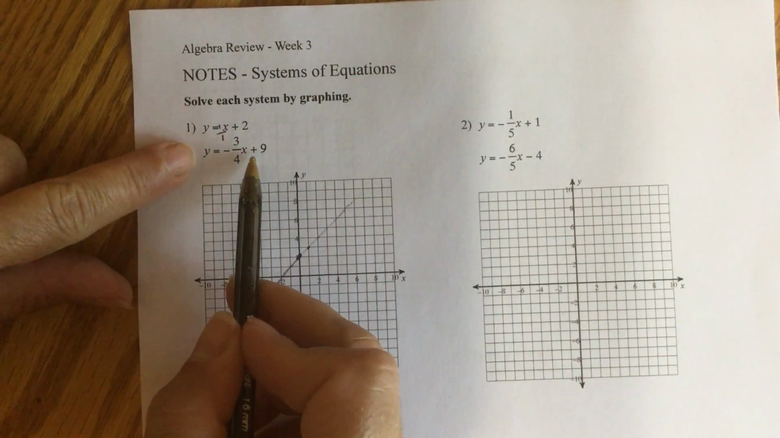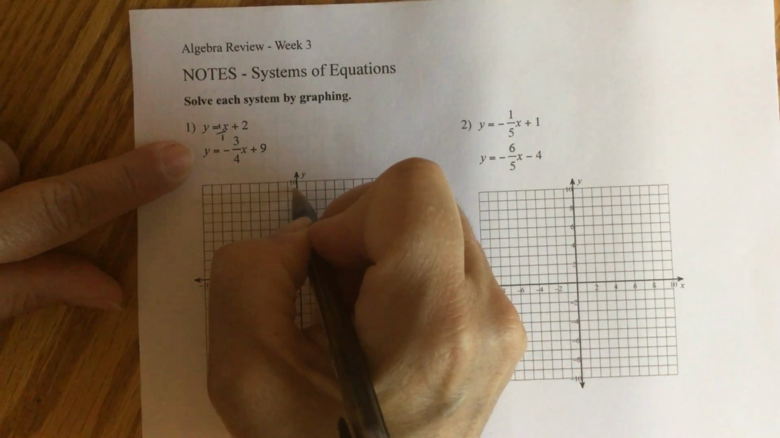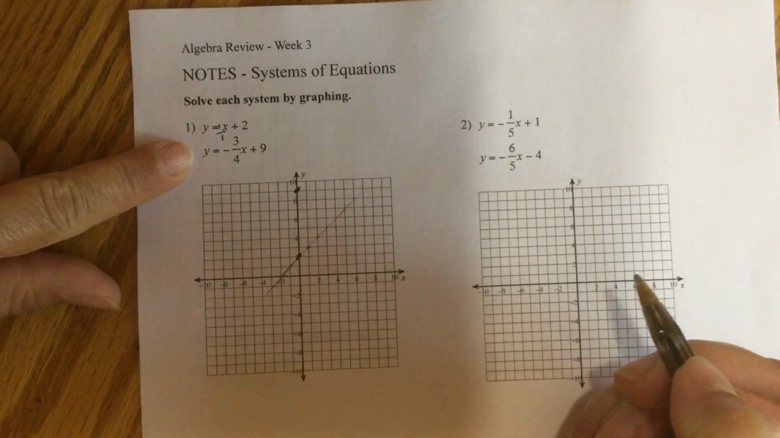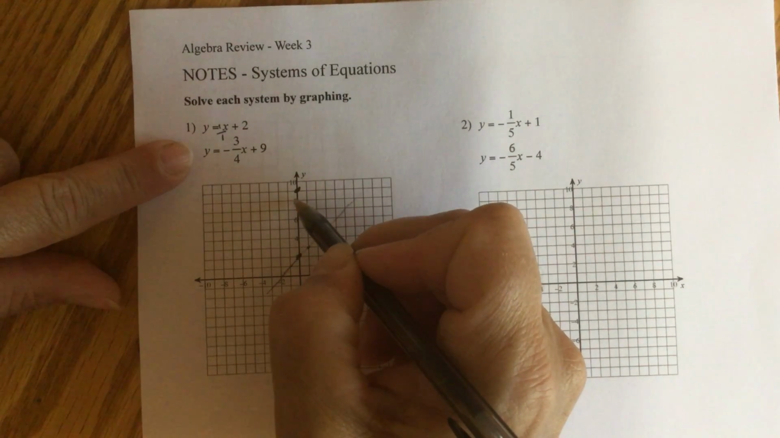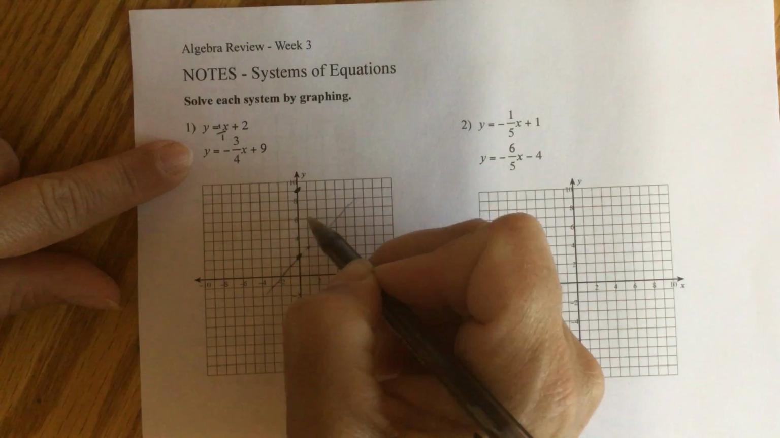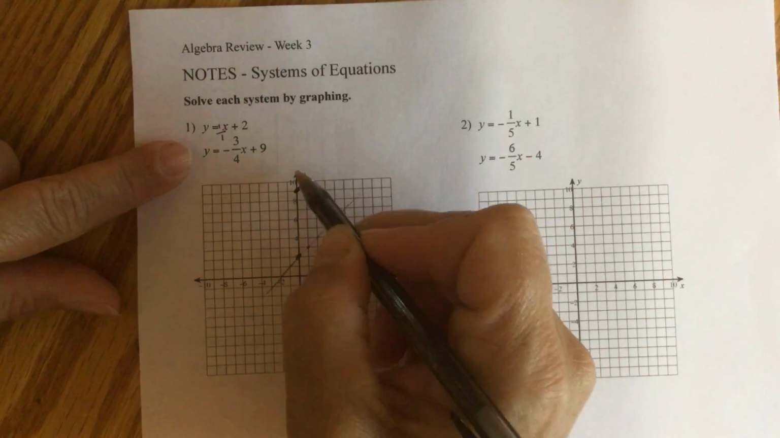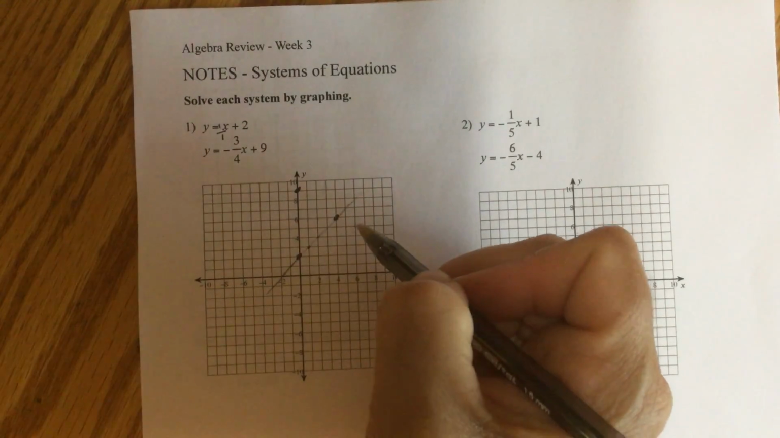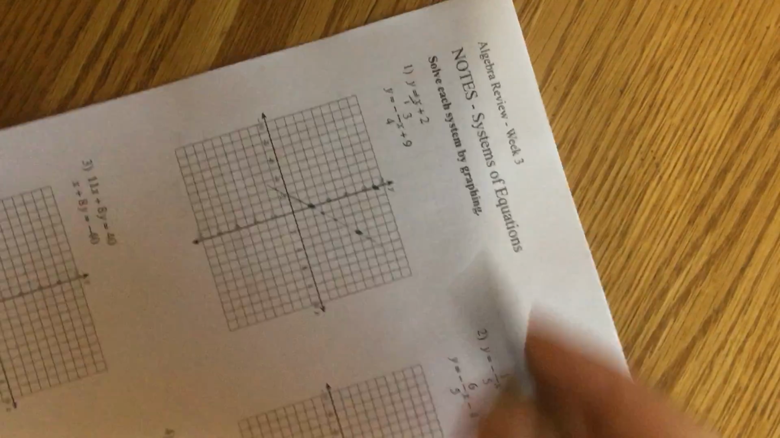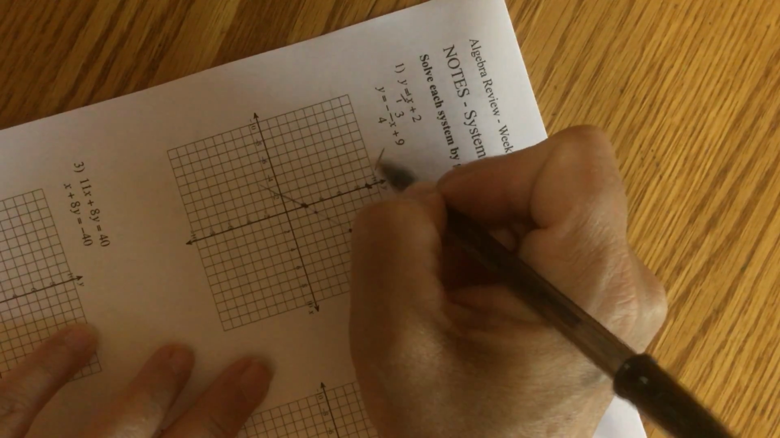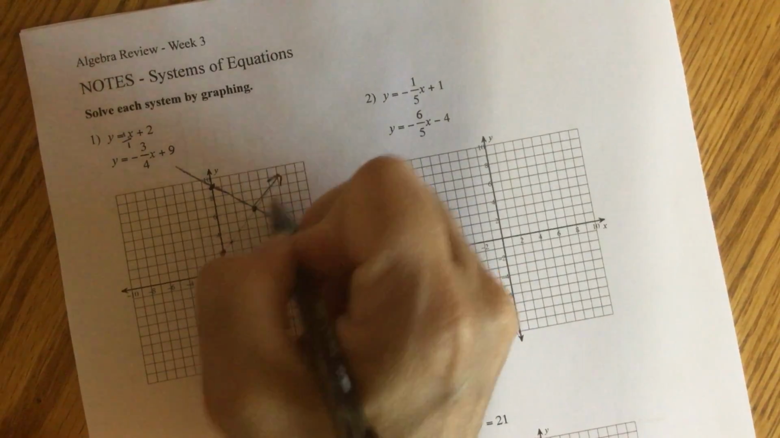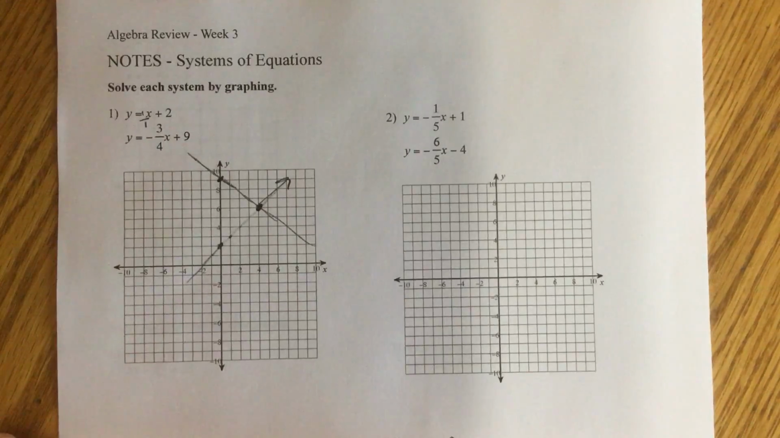Then this one is plus 9, so I'm going to go up to 9. It has a slope of negative 3/4, so I'm going to go down 3, 1, 2, 3, to the right 4: 1, 2, 3, 4. A lot of times when you do that, you'll get the point of intersection without having to extend the line a lot farther. Okay, so we can tell that it crosses right here at that point.